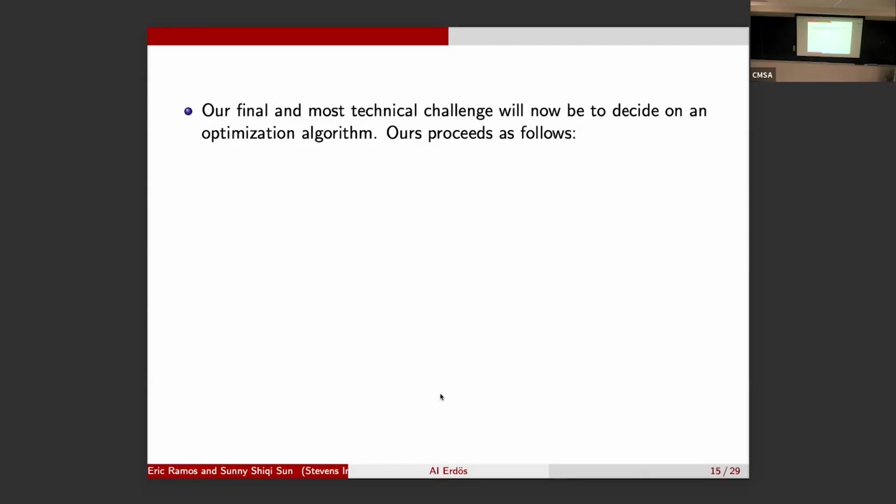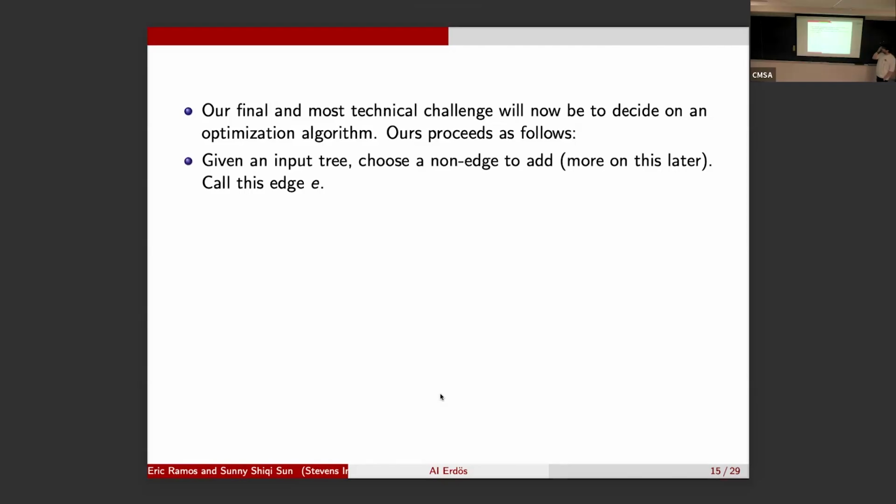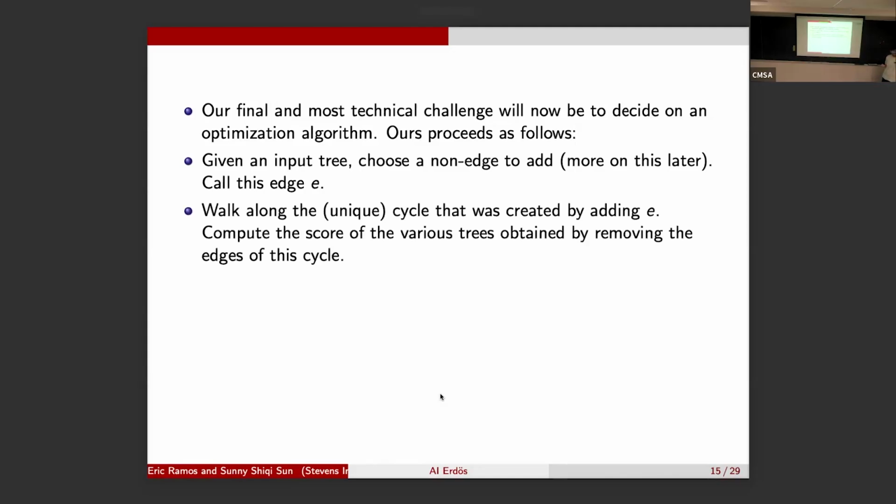So ours proceeds as follows. Given an input tree, choose a non-edge to add. I'll talk more about how you make this choice, but choose a non-edge to add to the tree. Call this edge E. Now, by adding an edge to a tree, you always create a unique cycle, right? So I'm going to walk along that unique cycle and try to remove every single edge one at a time, and check the score of each one of those resulting trees. And then just choose the one that has the biggest score, basically.